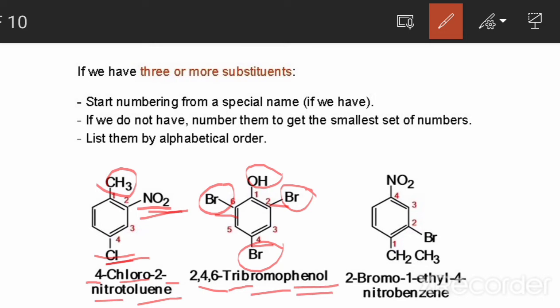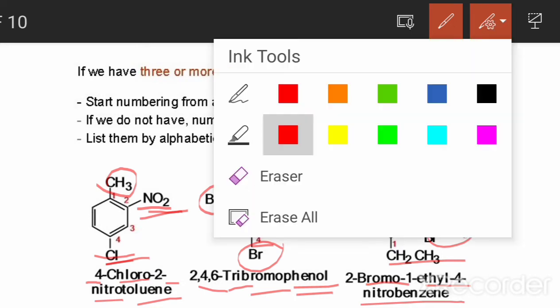The other one, we will consider nitrobenzene as the parent name, and after numbering we will write 2-bromo, because B comes before ethyl. So 2-bromo-1-ethyl-4-nitrobenzene.